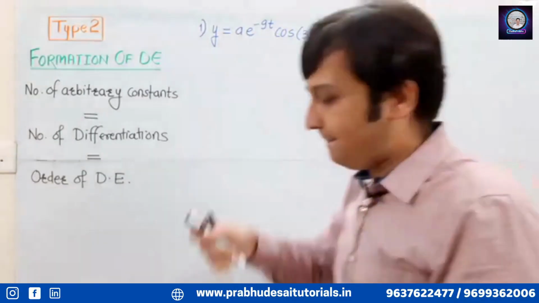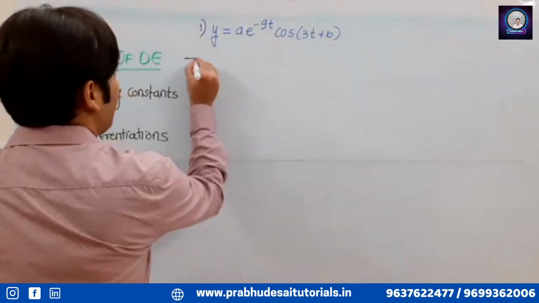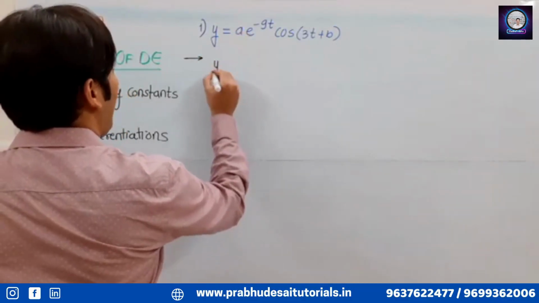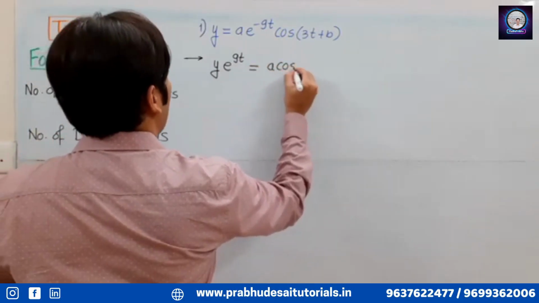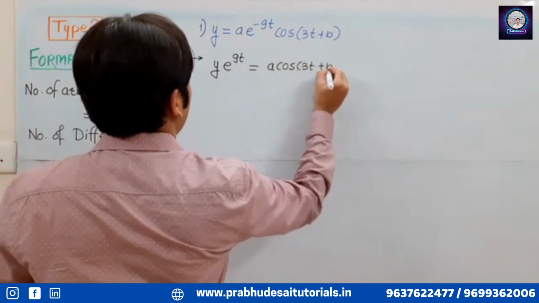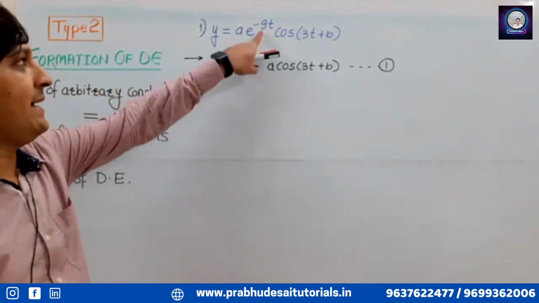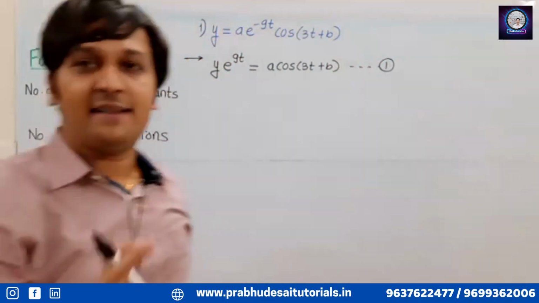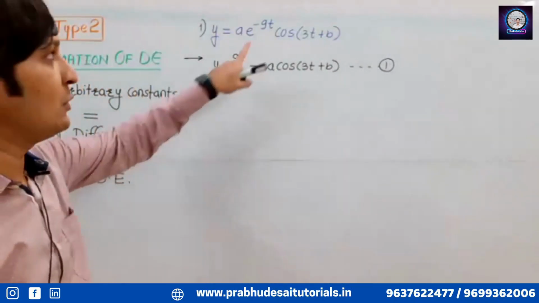I will avoid this UV rule. Check how I'm going to avoid this. Can I write like this? Y into e raised to plus 90 is equal to a into cos of 3t plus b. आणि याला मी नंबर 1 म्हणतो. समजलं सगळ्यांना? मी हे e raised to minus 90 इकडे आणलं आणि प्लस केलं. आता राईट साईडला UV रूल होणार नाही, लेफ्ट हँड साईडला होईल, पण ते इझी आहे म्हणून याला इकडे आणलं.